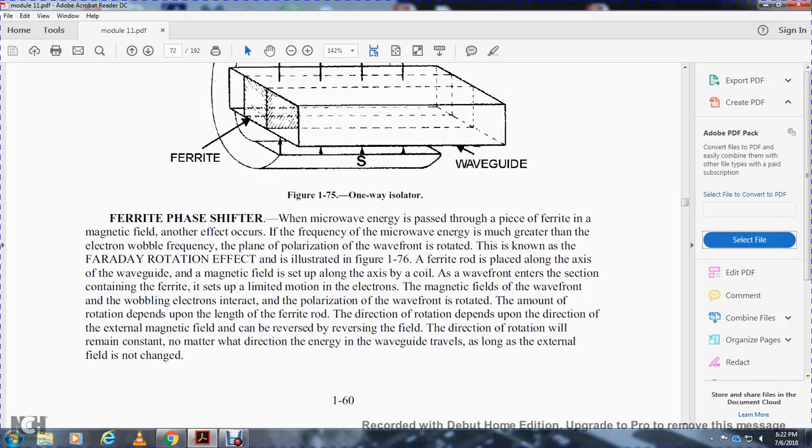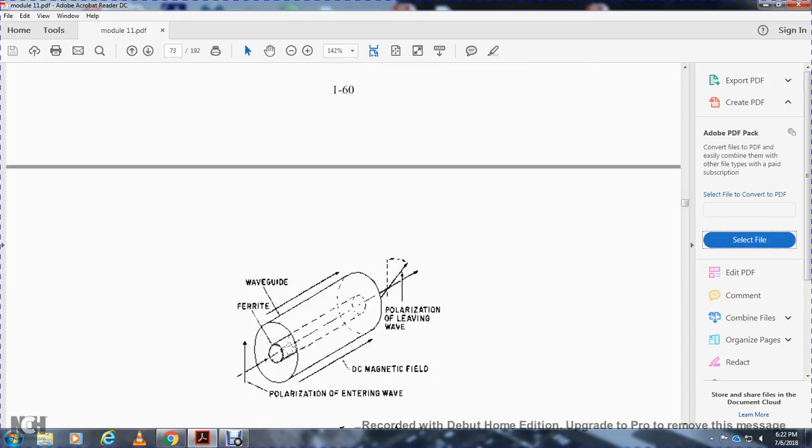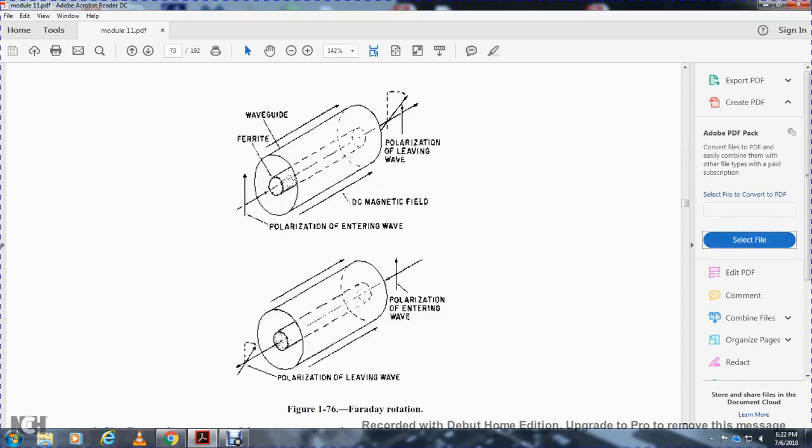The direction of the rotation depends upon the direction of the external magnetic field and can be reversed. By reversing the field, the direction of the rotation will remain constant no matter what direction the energy in the waveguide travels, as long as the external field is not changed. So for the waveguide ferrite, the polarization of the entering wave and the DC magnetic field determine the polarization of the leaving wave.